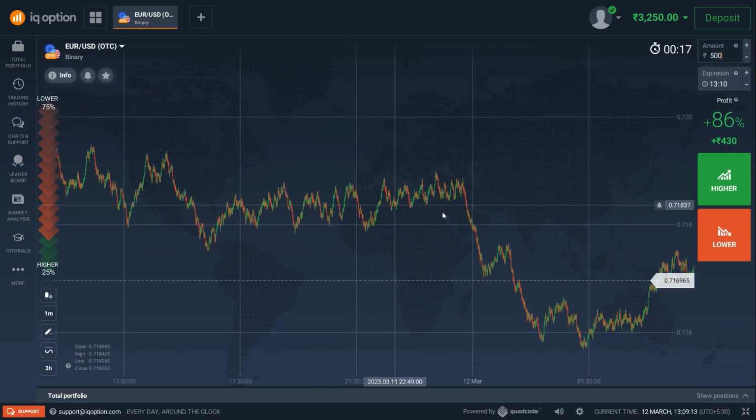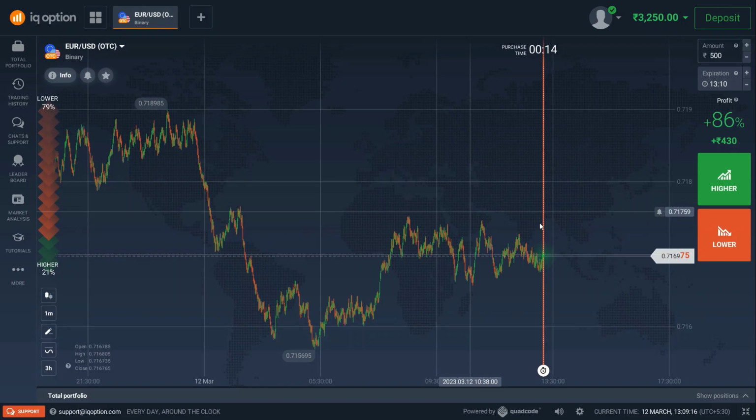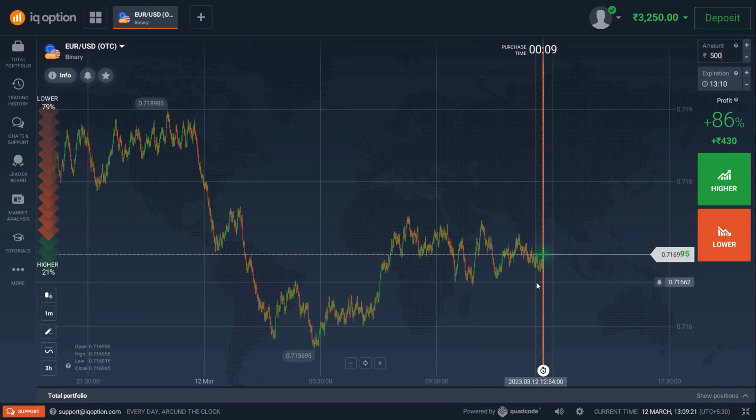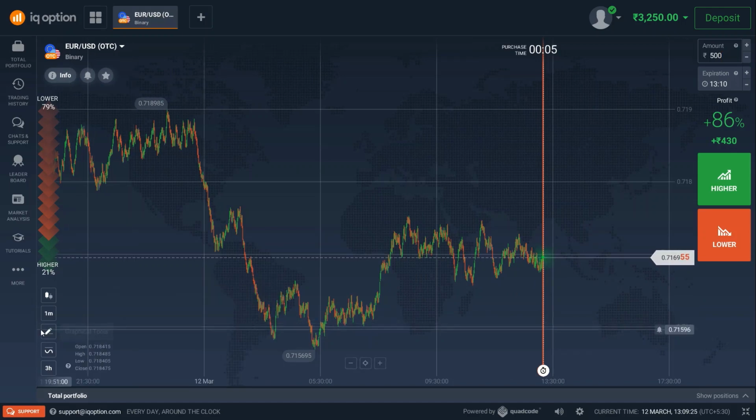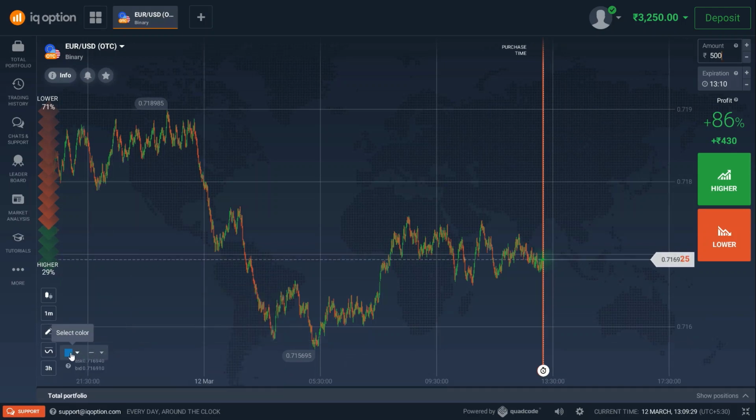I just checked yesterday on a larger time frame, and right now if you see on the minor scale, the market is ranging between this level and this level. So let's just draw some quick key levels to have a better understanding of the market.